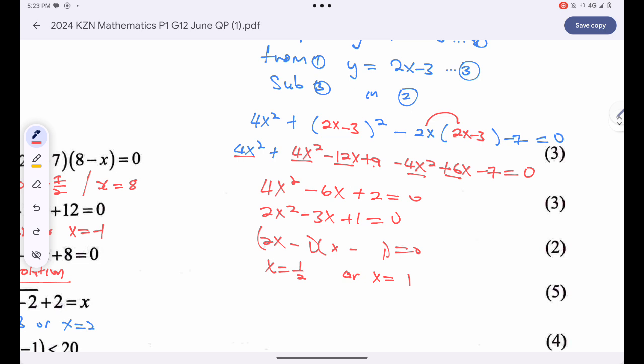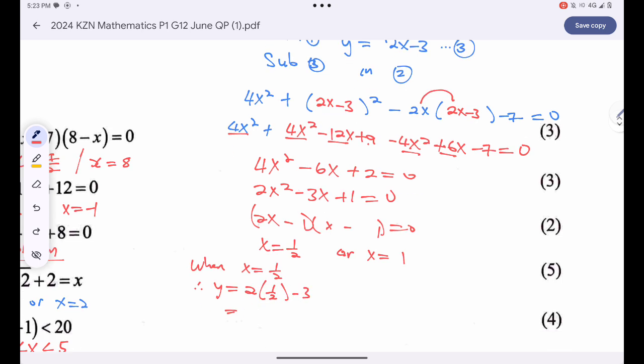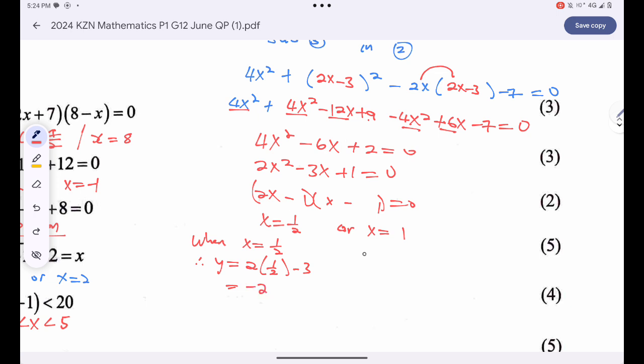After finding the values of x, all I have to do is find the corresponding values of y. When x is equal to a half, y is equal to 2x minus 3, x is 1 over 2, minus 3. This will give me a value of negative 2. And when x is equal to 1, y is equal to 2x minus 3. This will give me negative 1. So whenever x is equal to half, its corresponding y value is negative 2, and whenever x is 1, its corresponding y value is negative 1.